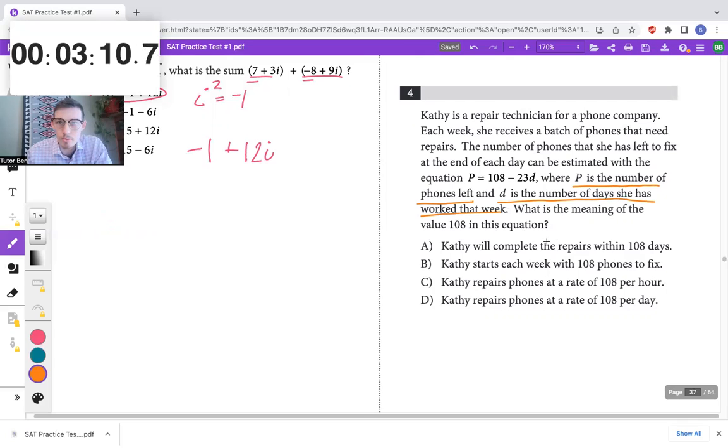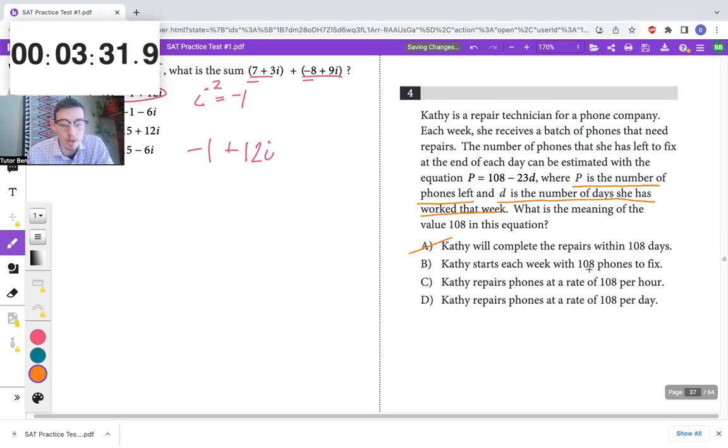I'm just going to skim through my answers and see if I can eliminate anything that doesn't make sense. Kathy will complete the repairs within 108 days. Well, one, she's working within a week. D is the number of days, not 108. So this feels off to me.